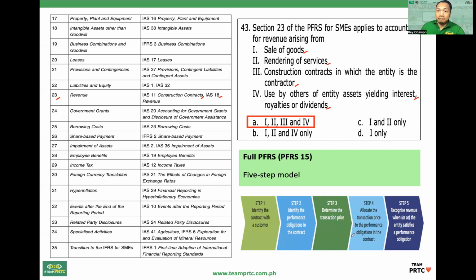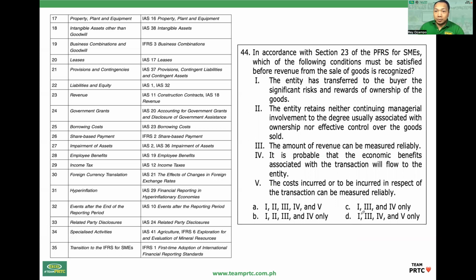So in particular, number 44, sale of goods. In accordance with section 23 of the PFRS for SMEs, which of the following conditions must be satisfied before revenue from sale of goods is recognized? So ang sagot dyan, letter A. Hanggat hindi satisfied yung 5 conditions na yan, revenue from sale of goods is not recognized. Sa section 23, which is again based on IAS 18, yung revenue recognition depends on the transaction. Yan ba ay sale of goods, rendering of services, construction contracts, royalties, interest, dividends? Pagka sale of goods, kailangan masatisfy ang 1 to 5.